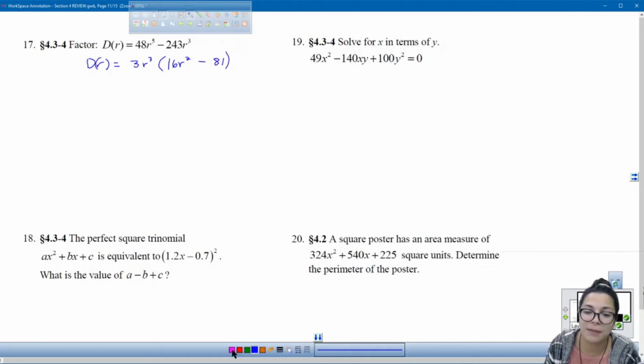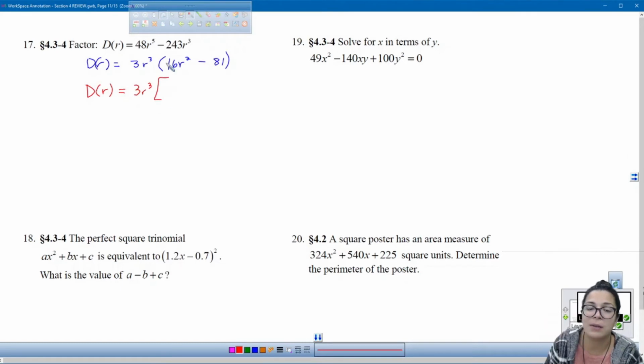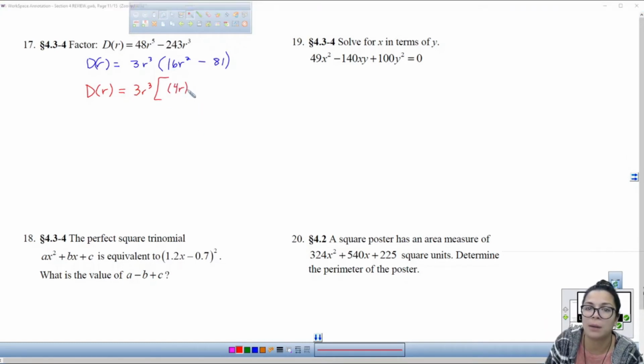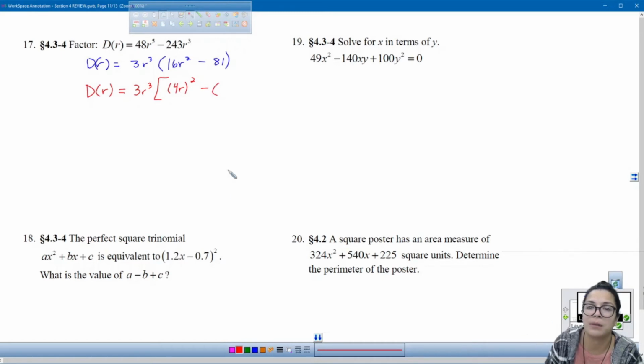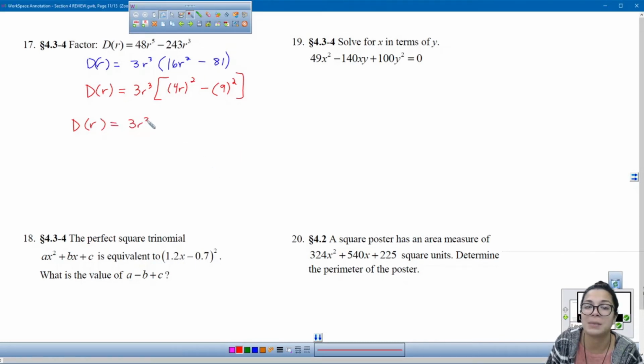Now, once I factor out a GCF, notice that this is the difference of squares. So this will factor. A from the difference of squares would be 4r, and then B from the difference of squares would be 9. So the difference of squares, remember, a squared minus b squared factors into a plus b times a minus b. So this is a, this is b, so this will factor into a plus b times a minus b.